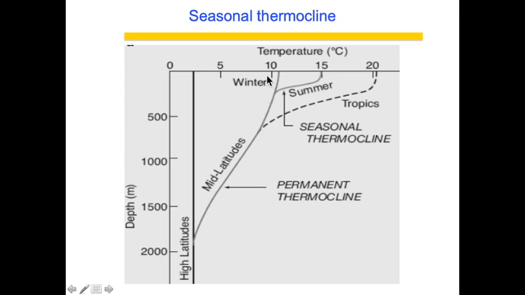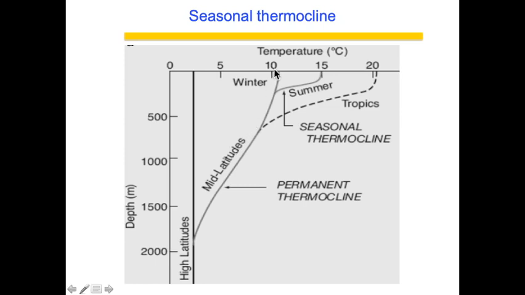Whereas in the mid-latitudes, the solar insolation is not much, so the top surface is not getting heated up much. That's why you have a very deep thermocline. And the thermocline is also not very strong, right? If you look at the gradient, the slope is very strong in the tropics, whereas in the mid-latitudes the slope is very weak.